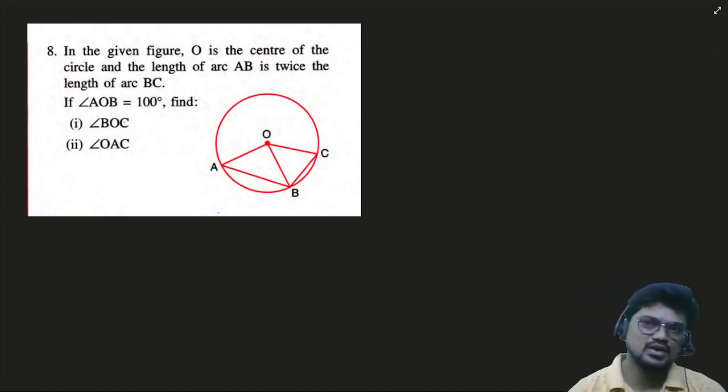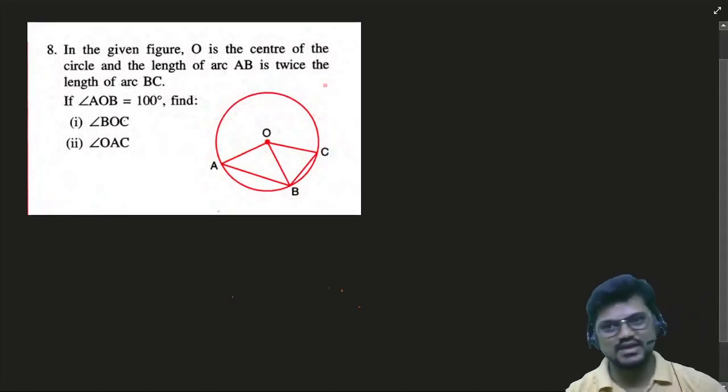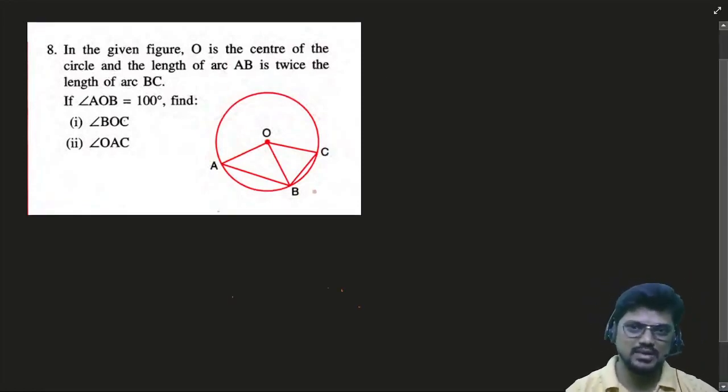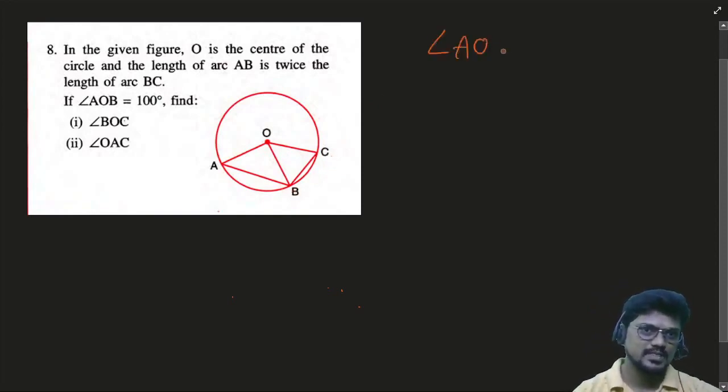Fine. Now in the given figure, O is the center of the circle and the length of the arc AB is twice the length of arc BC, and angle AOB is this. Then find. Easy question, you can answer. Since the length of arc AB is twice the length of arc BC, the angle subtended will also be twice. That is, angle AOB will be twice angle BOC.